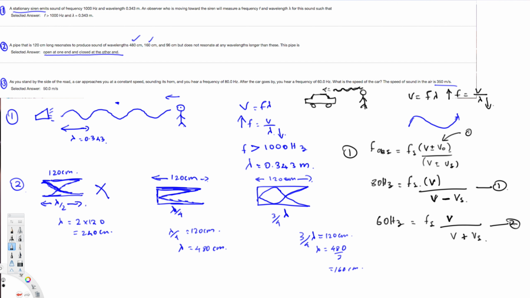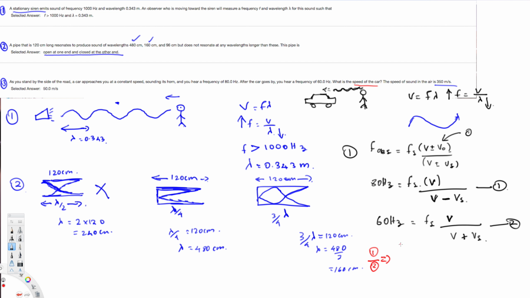So we now have two equations. Now all we have to do is simplify and find what the question asks for: the velocity of the source, that is, the velocity of the car. Let's choose a different color. I'm just going to divide the first equation by the second equation, because that will get rid of Fs, the frequency of the source. We don't need that, it's not the question. We only need the speed of the car. That's the only thing we have to find.